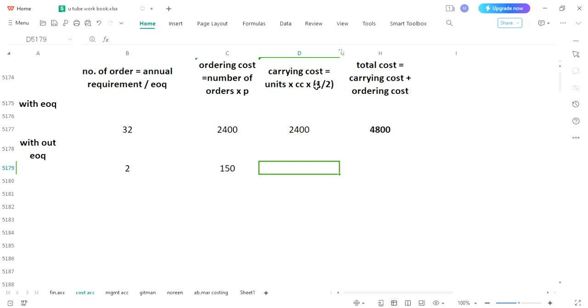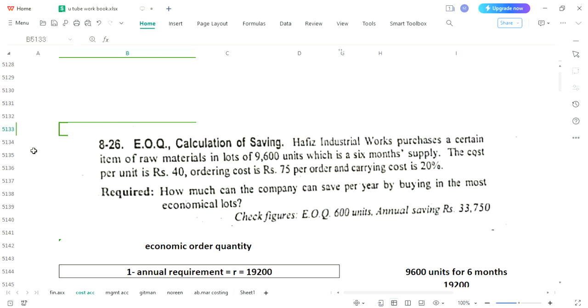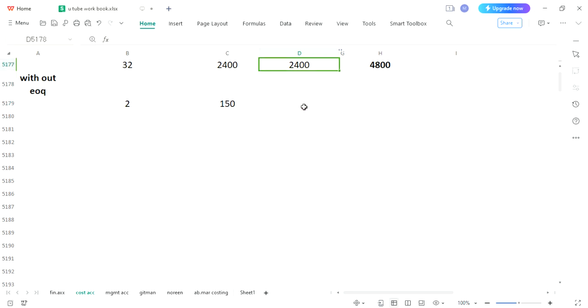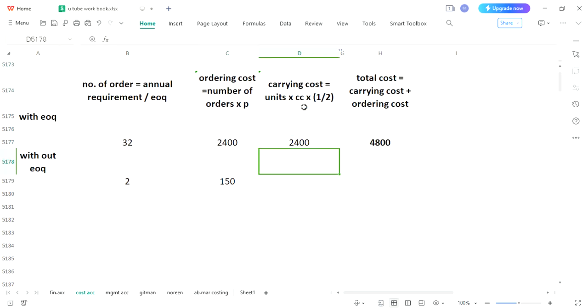Carrying cost formula is present over here. In case when you are not following economic order quantity, what you were doing, you were buying 9600 units. In similar way, you will calculate your carrying cost. 9600 one time units, and you will multiply it with what? CC. Carrying cost was calculated 8, and then you will multiply 1 over 2 fixed for the formula to calculate average. 1 over 2 means 0.5.